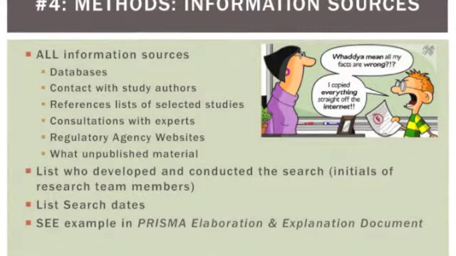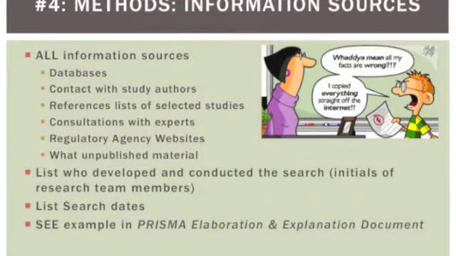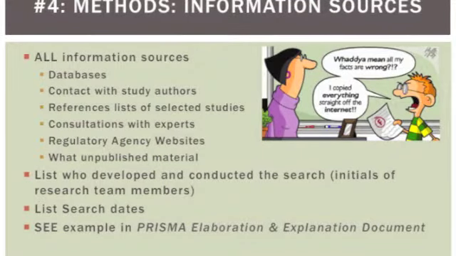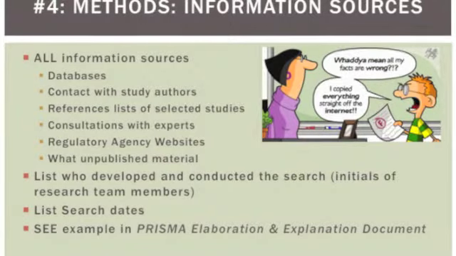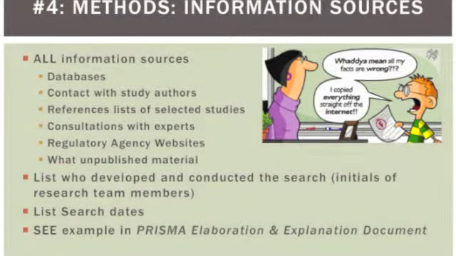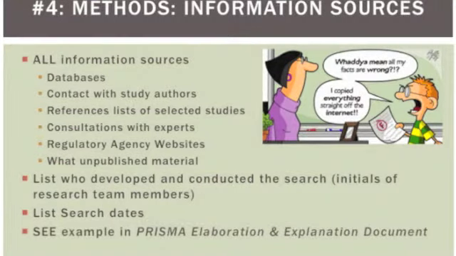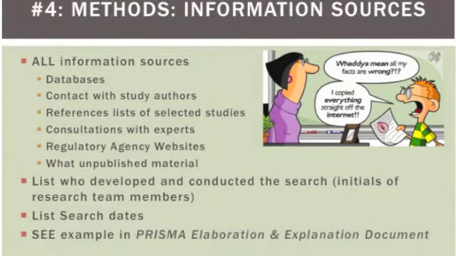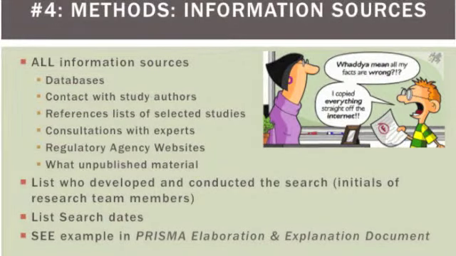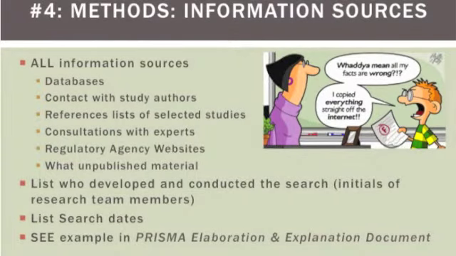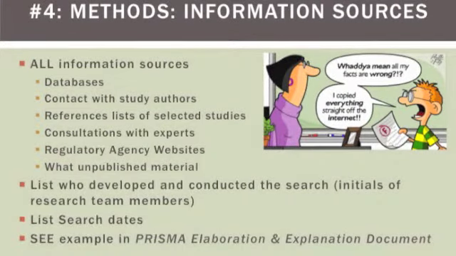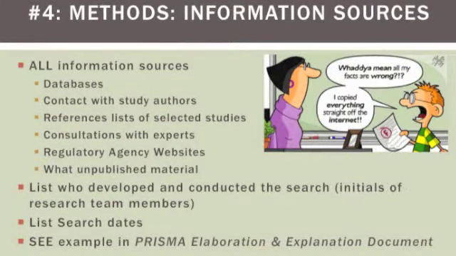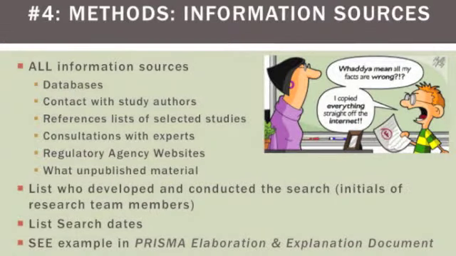In your methods, you want to include your information sources. This is all the databases that you used, any contact with study authors that you conducted, any reference lists of selected studies that you looked through, any consultation with experts. You might want to mention you looked at any regulatory agency websites, any unpublished material that you included in your review. You want to list who developed and conducted the search. Often you'll see initials of the research team members. You want to list the search dates. And there are some good examples in the PRISMA elaboration and explanation document referred to earlier in this lecture.